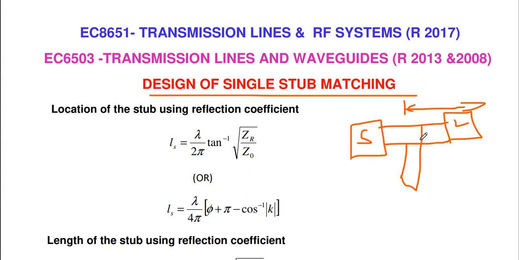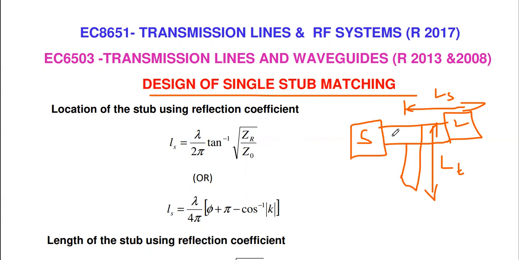Exactly where we have to locate this single stub in order to provide impedance matching? The distance of the stub from the load is LS. LS is the location of the stub, the distance from the load. That is one piece of data. The other is the length of the stub: we have to select a suitable stub length in order to provide impedance matching. The length is called LT. So the design of a single stub means we have to find two data: one is LS, another is LT.